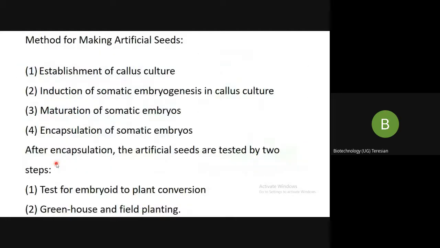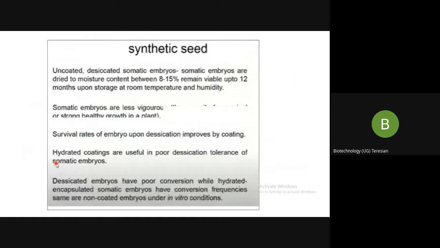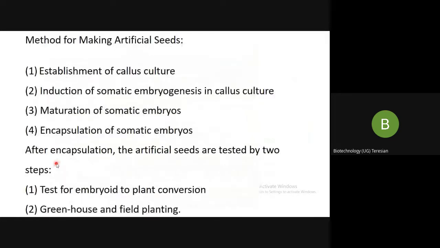So we have dealt with this. Before I go into the application part, let me just recall. Establishment of callus culture: for artificial seed, you can go for a callus culture, or you can produce somatic embryogenesis also by direct or indirect method. Then maturation of somatic embryos should occur, all those four phases. Then you encapsulate your somatic embryos as we dealt in the last class.